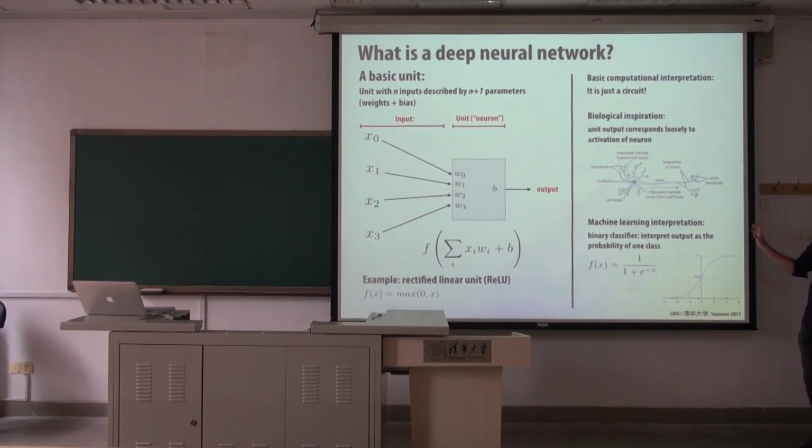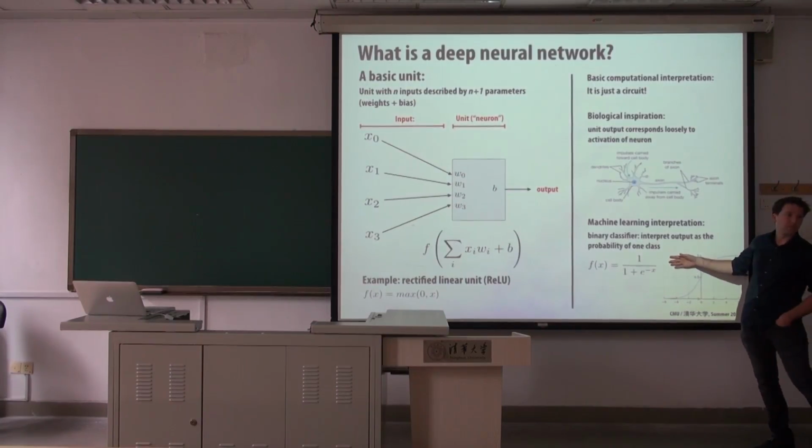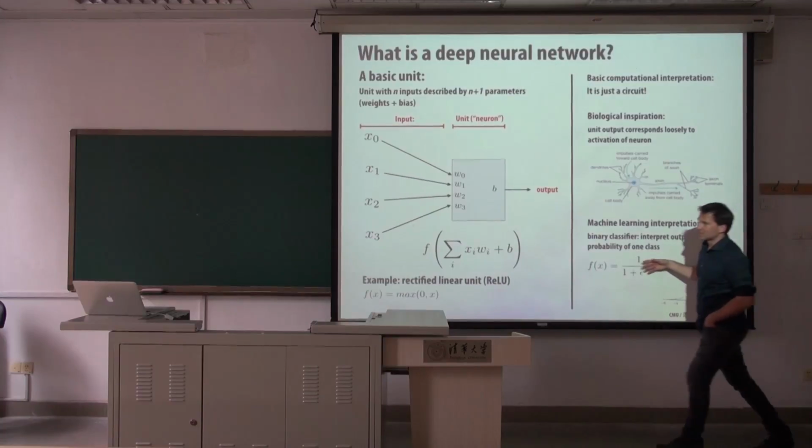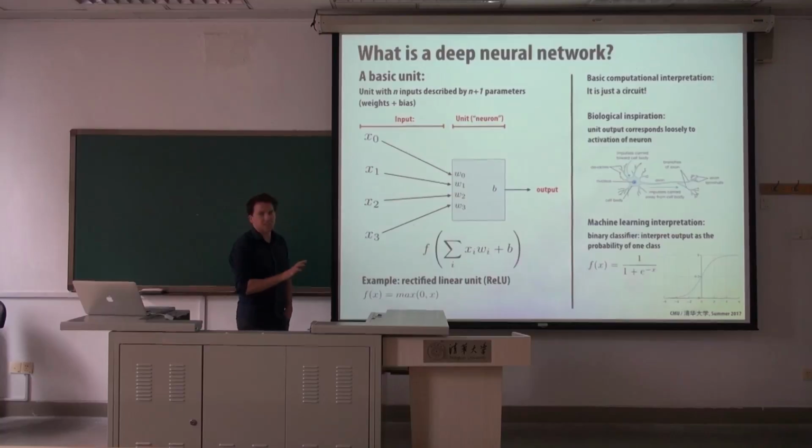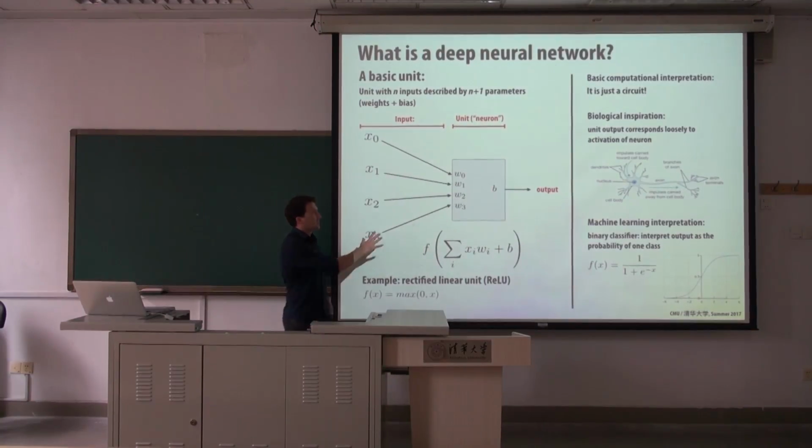You can think about it in any of these three ways. If this was a machine learning class, this would probably be the best way to think about it. Since this is going to be a hardware, an architecture class, I want you to stop thinking about any of the relationships to the brain and the classifiers. And for now, maybe just think about it as a circuit.